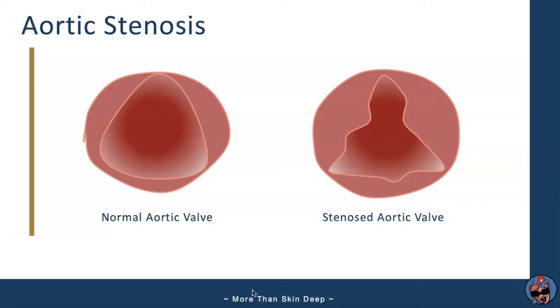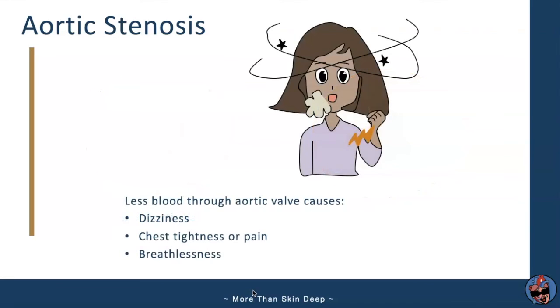Less blood flowing into the aorta also means less blood flowing through the carotid arteries to the head. This lack of blood can cause dizziness. Lastly, less blood flowing through the aorta means the heart has to work harder to supply the body with oxygenated blood. This can cause shortness of breath.